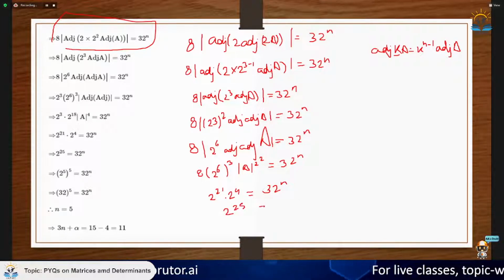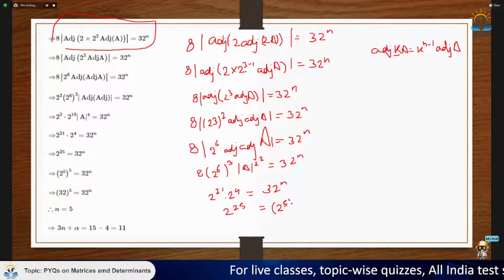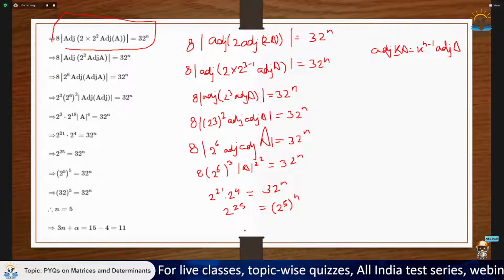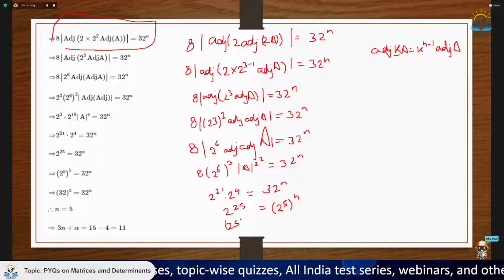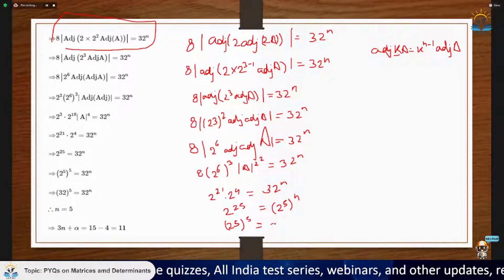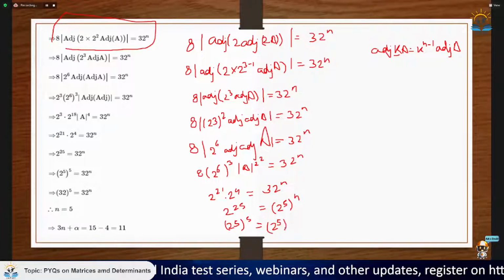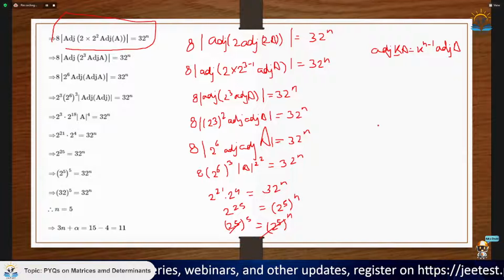And write it in powers of 2 again. So 32 is 2 power 5, I guess. So this thing is 2 power 5 n. And this thing is equal to 2 power 5, is equal to 2 power 5 power n. So from here we can say that n is equal to 5.